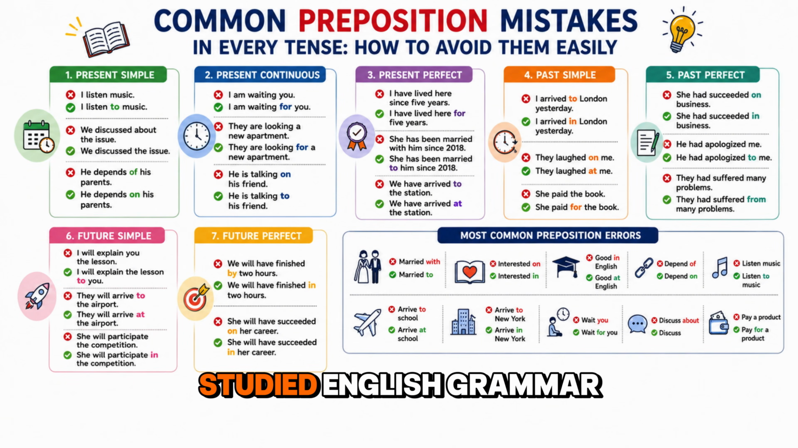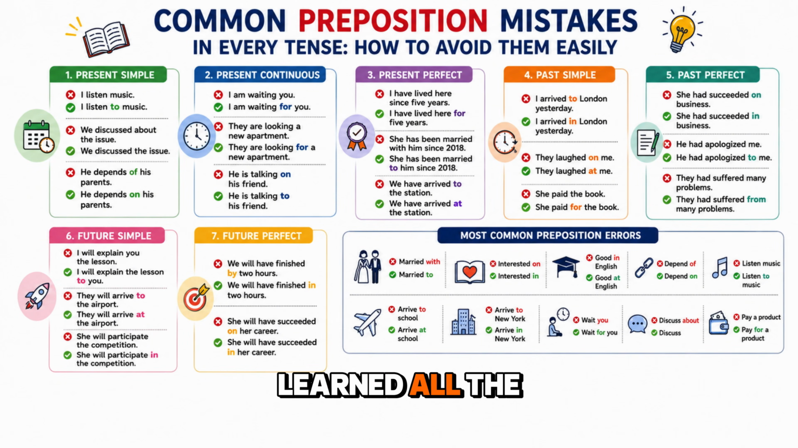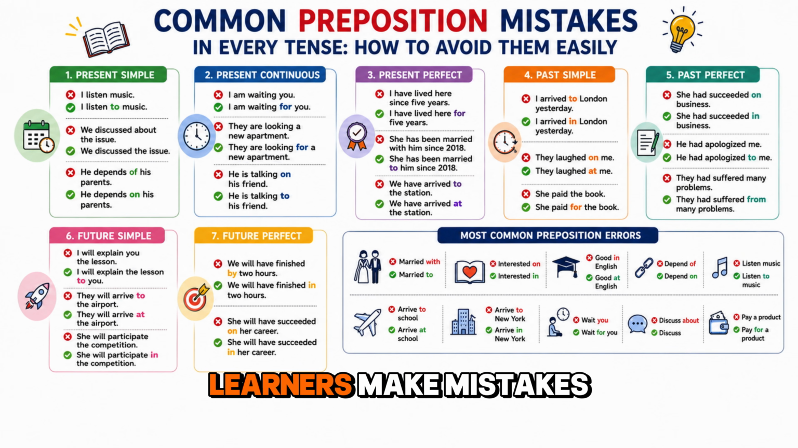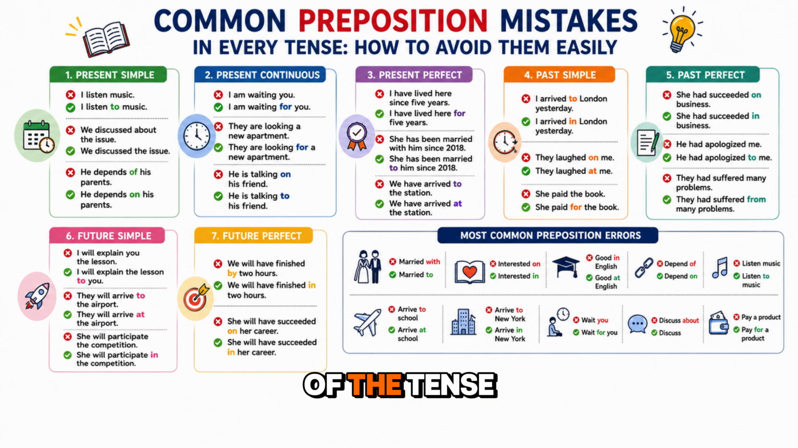Have you ever studied English grammar, learned all the verb tenses, and then discovered that native speakers still sound different from you? If so, you're not alone. One of the biggest reasons English learners make mistakes is not because of the tense itself, but because of the prepositions that go with certain words and expressions.